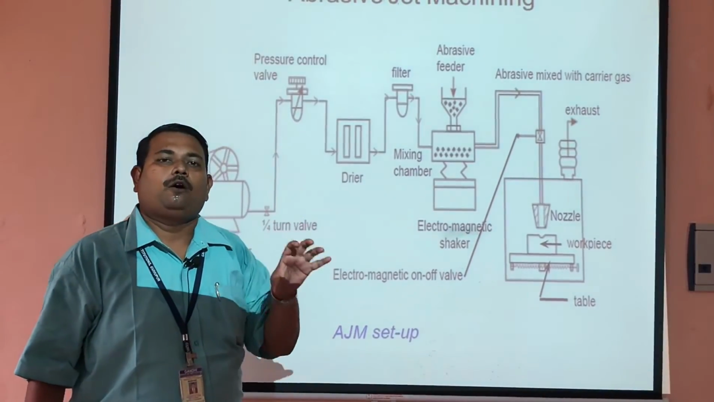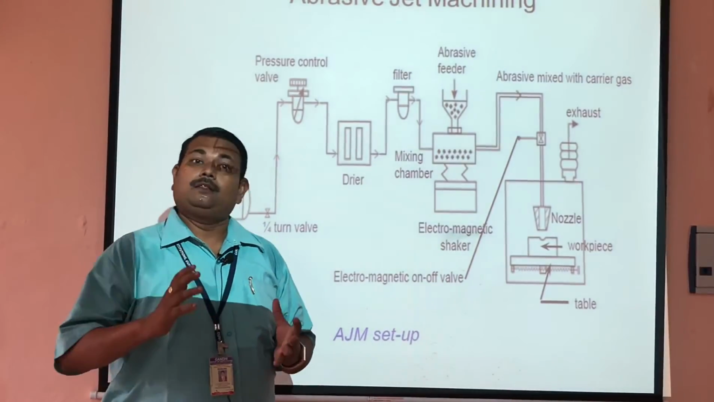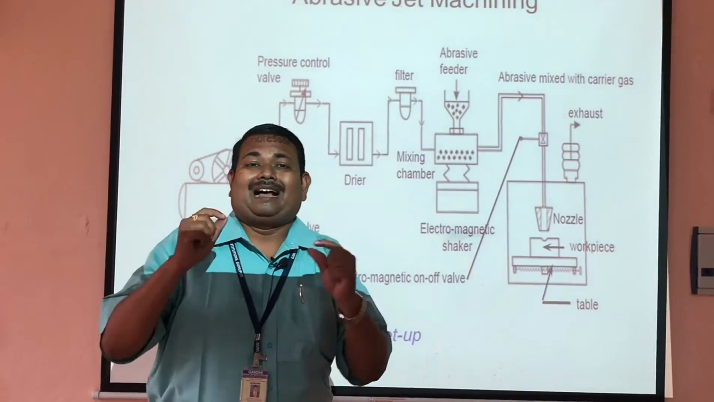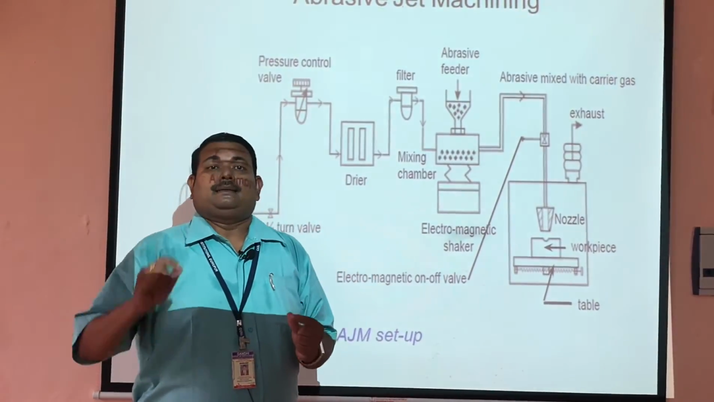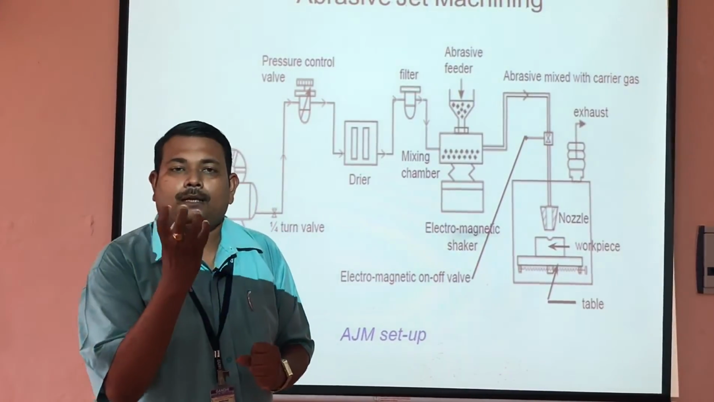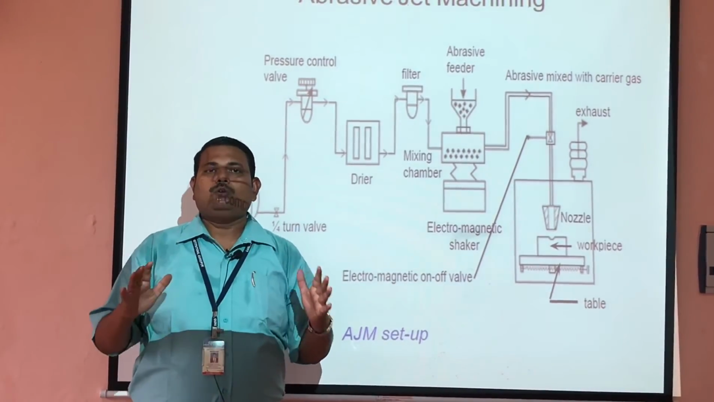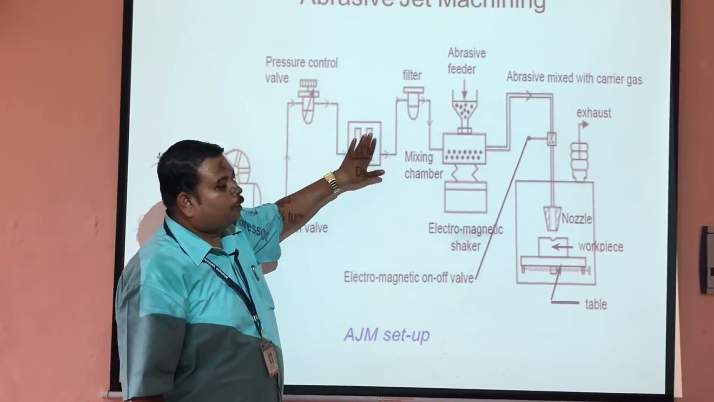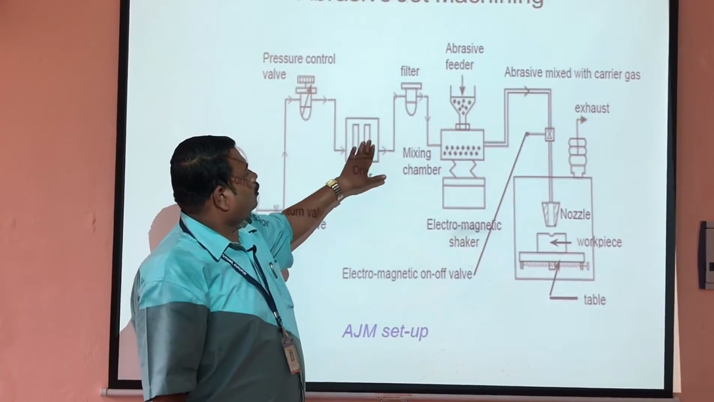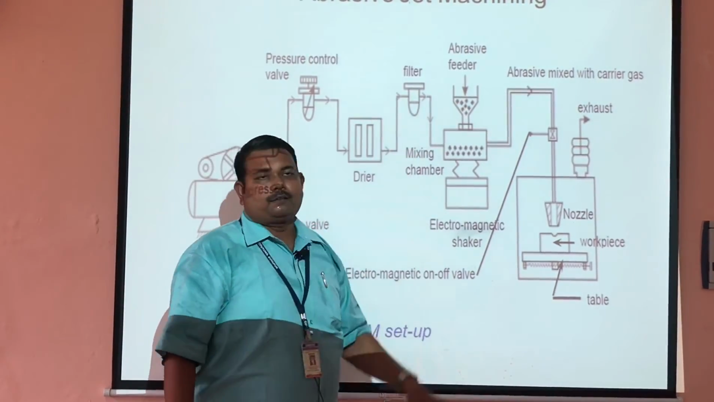If moisture gathers in the mixing chamber, the powder particles we are using as abrasive particles in AJM will bond together and accumulate at a particular place. So we have to remove the moisture from the compressed air to get it free from moisture. After that, we require the filter.